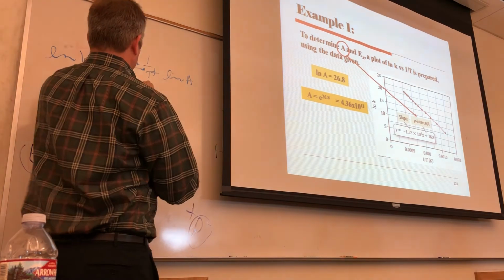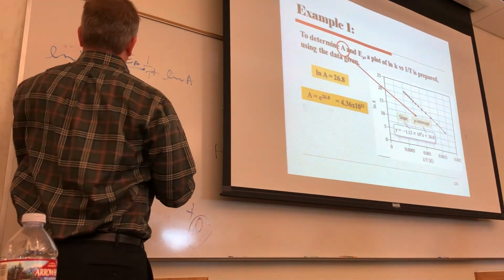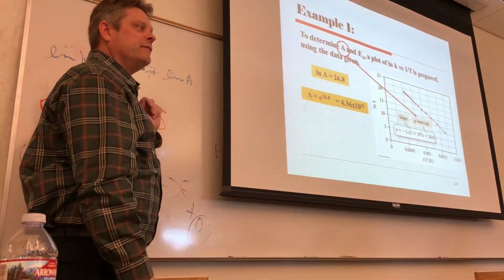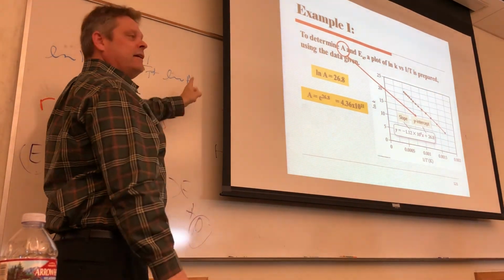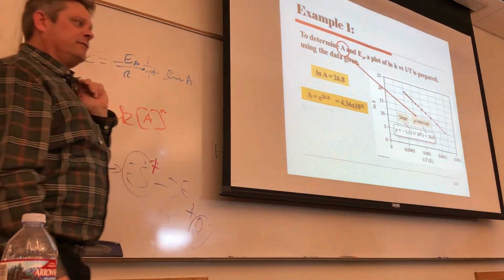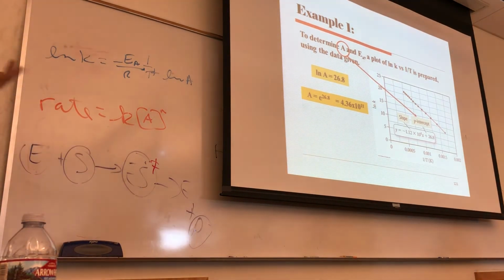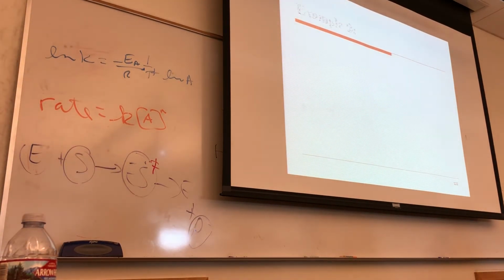Okay, so I'm given a temperature, so at that temperature, what is the K? That's my rate constant, based on this activation energy and that frequency factor. So everybody see how this works, right?